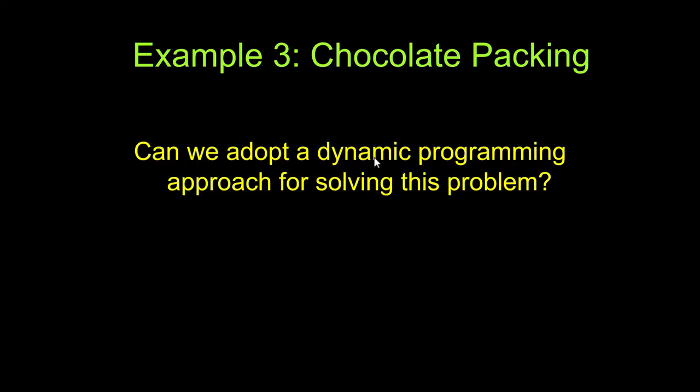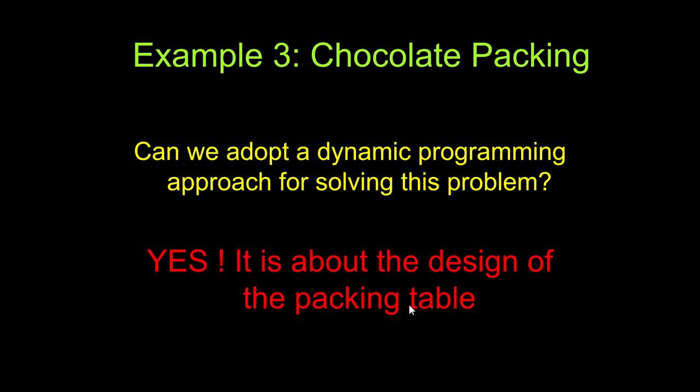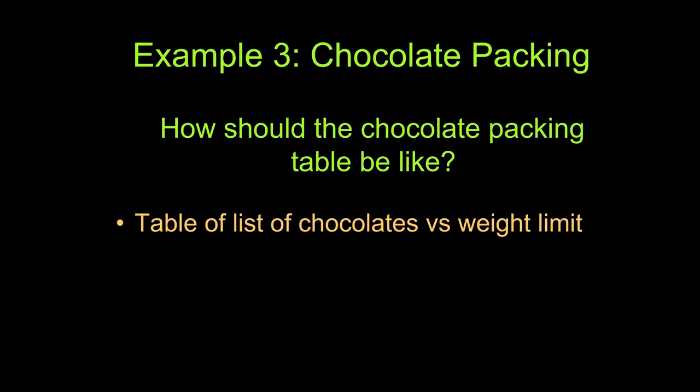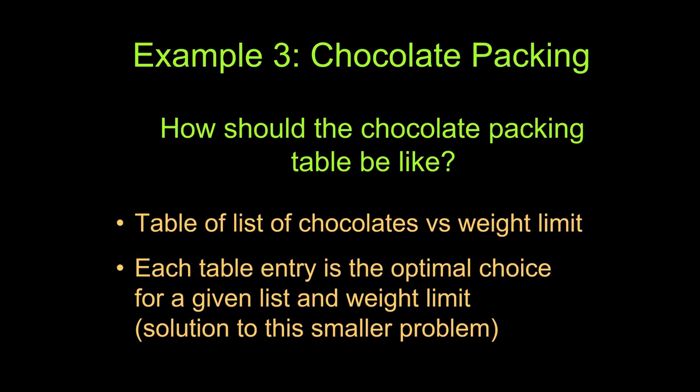Our last example. Can we adopt a dynamic programming approach for solving this chocolate packing problem? Yes, we can do it for this case too. The difficulty is at the design of the packing table. We know an entry we get has to be the optimal choice for a list of given chocolates with a given weight limit. This is clear, but how to see what smaller problems to use to combine into the solution of the bigger problem? And the chocolate to use is then naturally from no chocolate to include 1 chocolate and then 2 chocolates and so on.